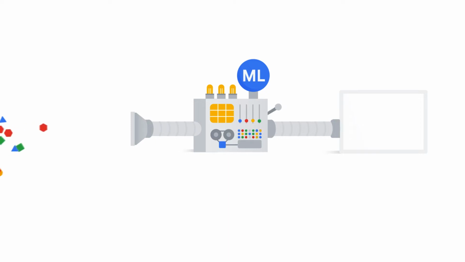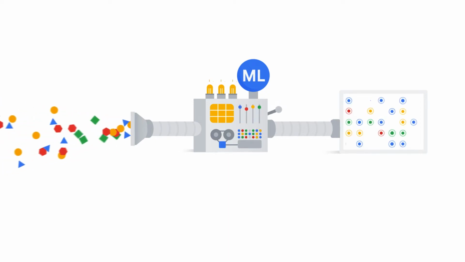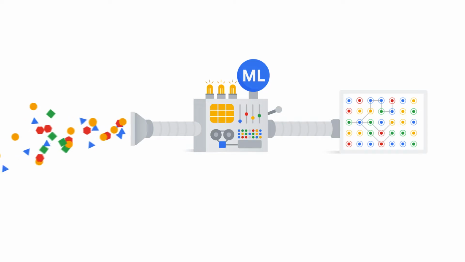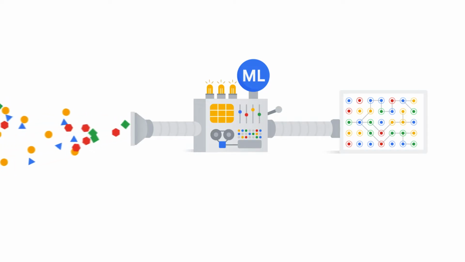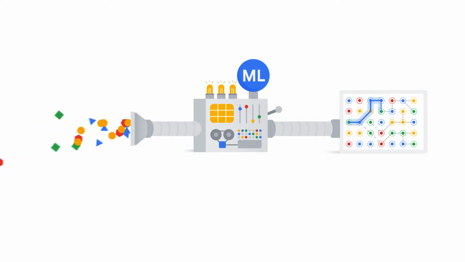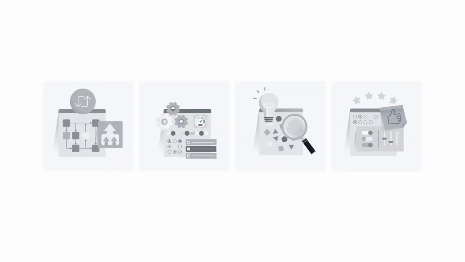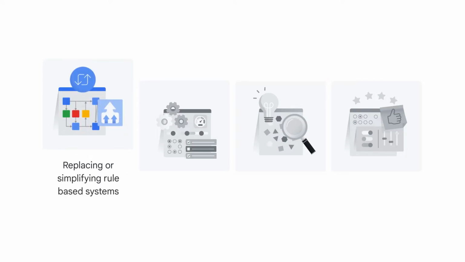Machine learning lets computer systems continuously adjust and enhance themselves as they accrue more experiences. For this reason, when more data is put into them, the results are more accurate. With this in mind, ML is suited to solve 4 common business problems. The first is replacing or simplifying rule-based systems.